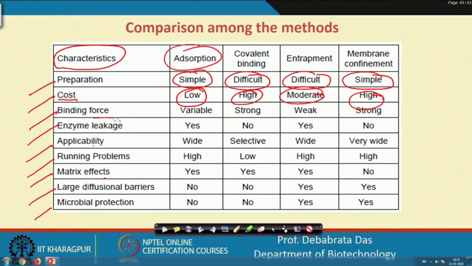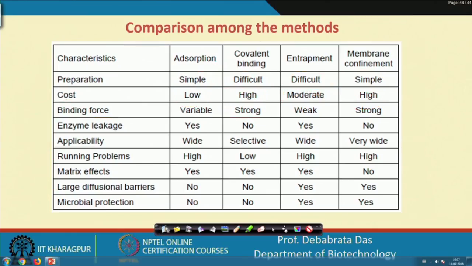So, this is the binding force. If we want to have strong binding force, then we will go for covalent binding. So, depending on your requirement, you have to select what immobilization technique you should use.